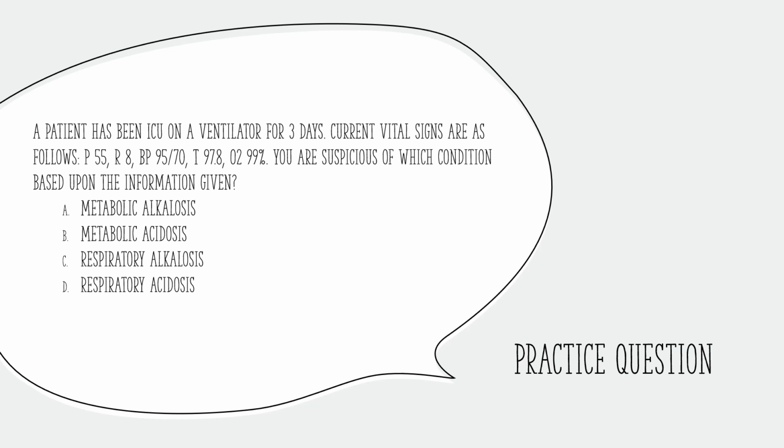D is the correct answer, respiratory acidosis. If you look at the patient's respiratory rate of 8, that's low. Normal respiratory rate is 12 to 20 in an adult. So if you have a patient who has a respiratory rate of 8, they're slowing down their respirations, they're holding on to that acid: respiratory acidosis.